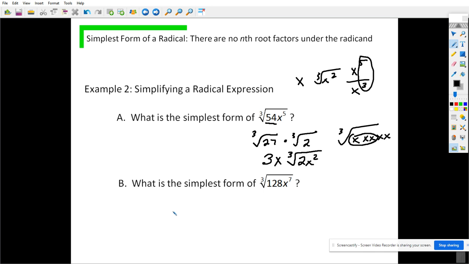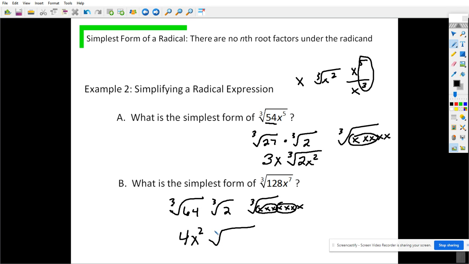So I would rewrite this as the cube root of 64, cube root of 2, cube root of x to the 7th, which means I have 7 x's. How many groups of 3 can I make? 1, 2. So I can take 2 x's out. So this simplifies to 4 because the cube root of 64 is 4. I can take 2 x's out. What am I left with underneath that I can't simplify? I can't simplify the 2, and I'm only left with 1x, so I'm left with a 2x underneath.